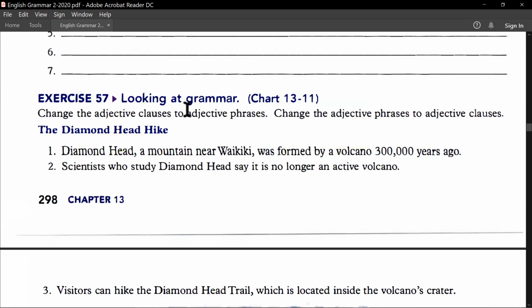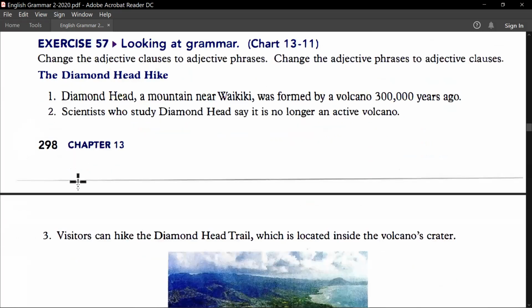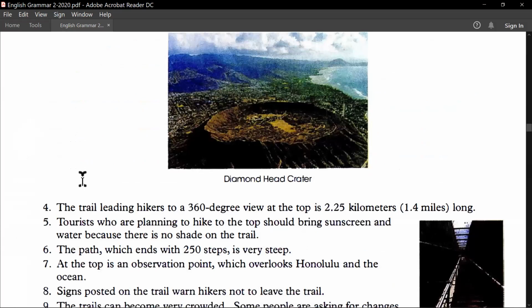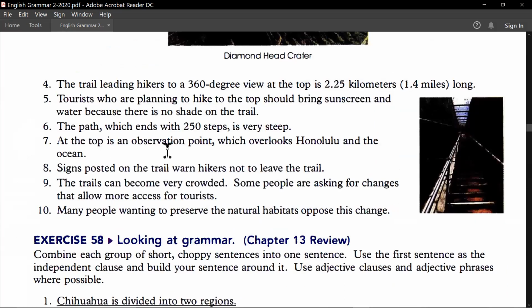Change the adjective clause to adjective phrase. Adjective clauses to adjective phrases, so we're going to reduce. Change the adjective phrases to adjective clauses. So first of all, we need to determine whether the modifying group of words is a phrase or a clause, and then we need to change it. Okay, number seven: at the top is an observation point which overlooks Honolulu and the ocean.